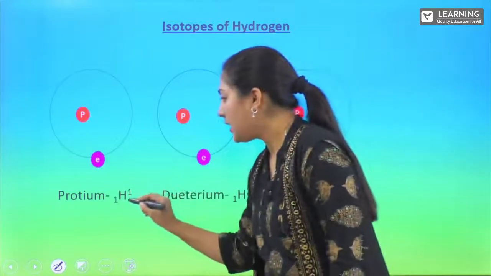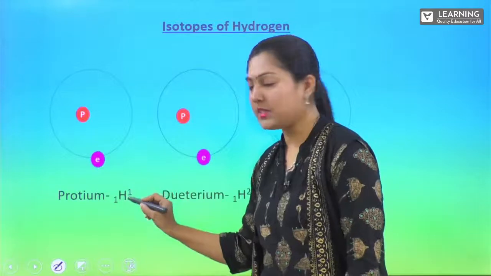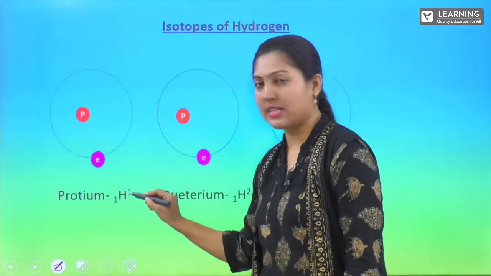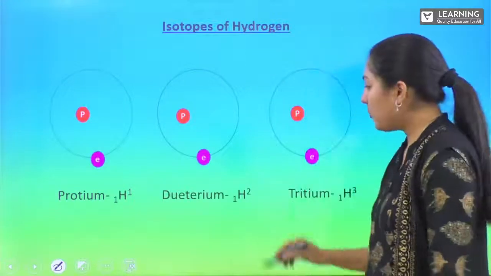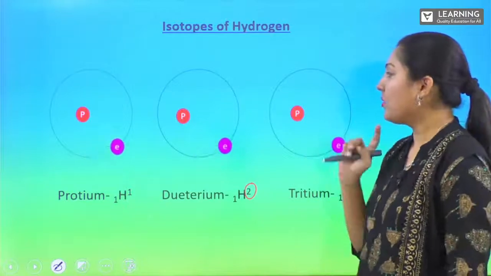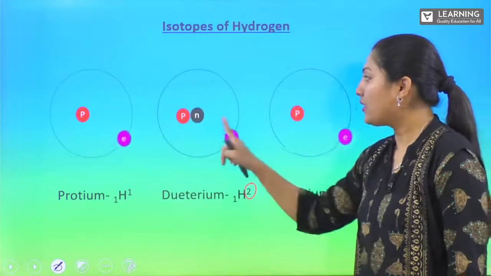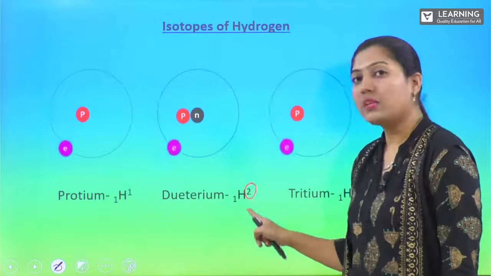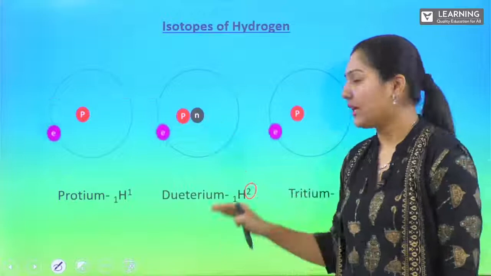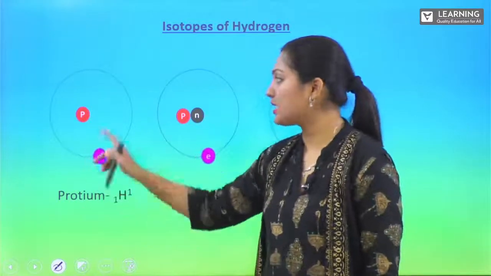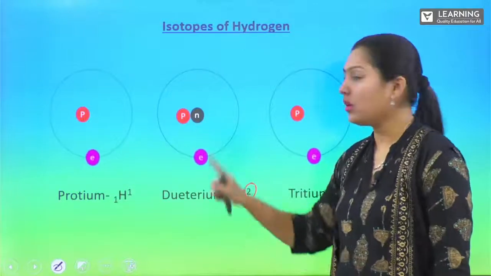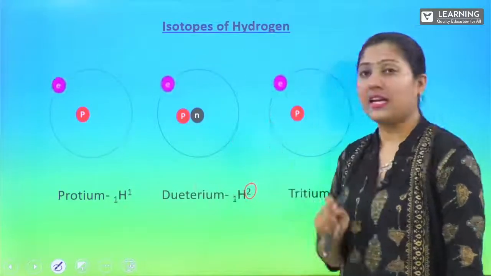Where you can see 1H1. That means here 1 electron, 1 proton is there. There is no neutron. But I have written here 2. That means what? We have 1 electron each, where deuterium should have 1 more mass number. Where do we get it? It is the neutron. That means protium has 1 proton, 1 electron, whereas deuterium has 1 proton, 1 neutron and 1 electron.